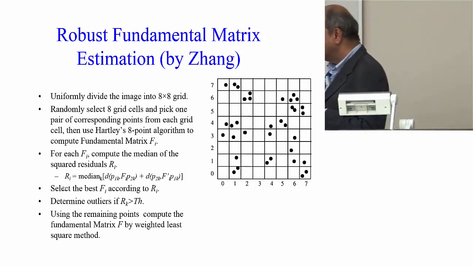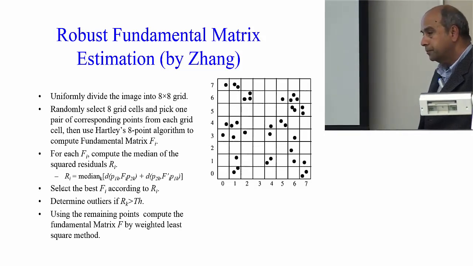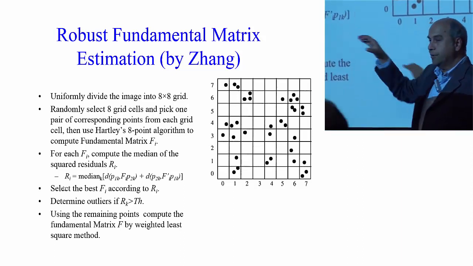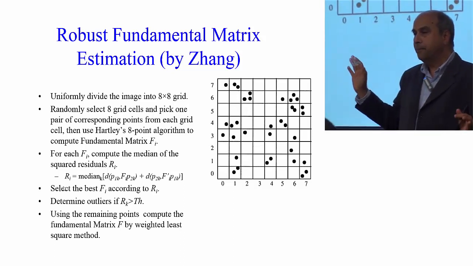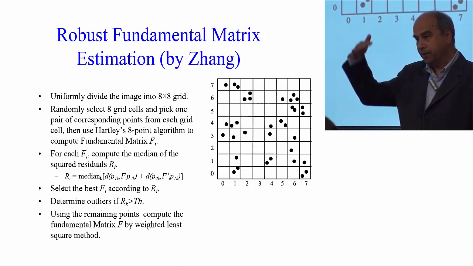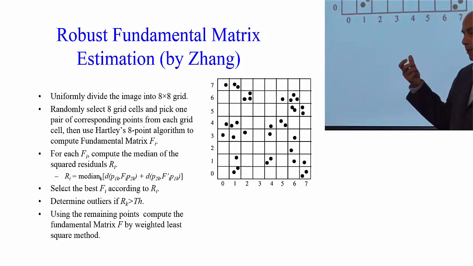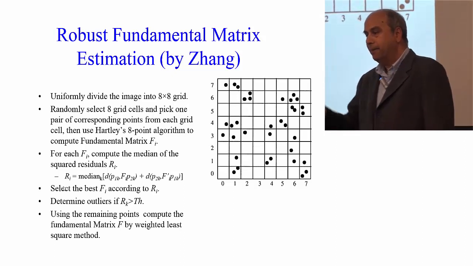When I'm determining my outliers by checking if R sub k is greater than the threshold, does that mean that I will discard all the 8 points that I have selected to create the fundamental matrix? No. See, this is computed for the other points. So you have computed some fundamental matrix, yes? Using that fundamental matrix, you compute the error of all remaining points. You have lots of errors of points. So then you add up all the errors for this fundamental matrix, and pick the one which has the least error.